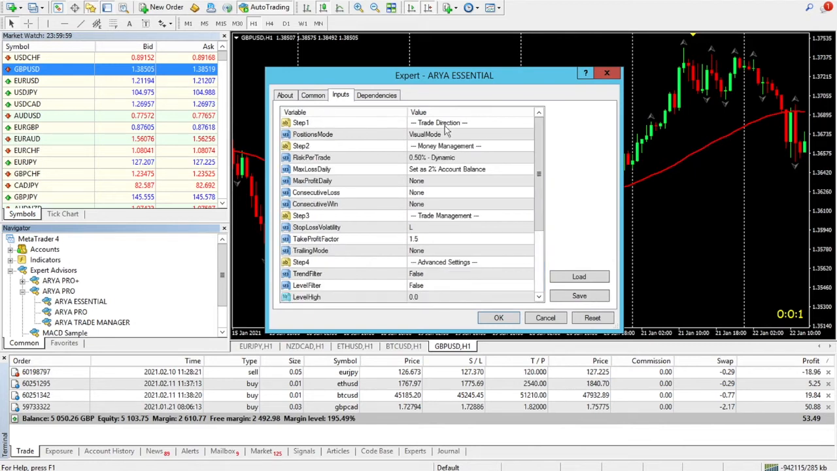Step 1 is to choose the trade direction. When we look at positions mode, it's either buy, sell or visual mode. Now we recommend visual mode because it means that you'll have both the buy and sell buttons as well as the performance box like this.